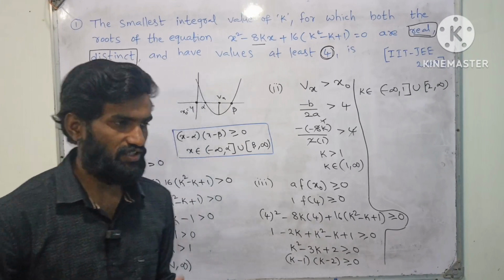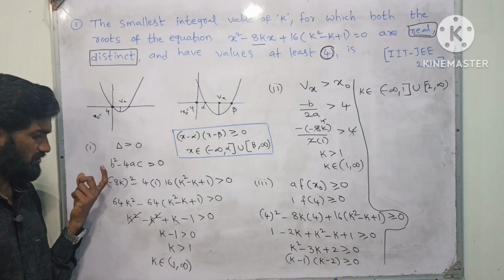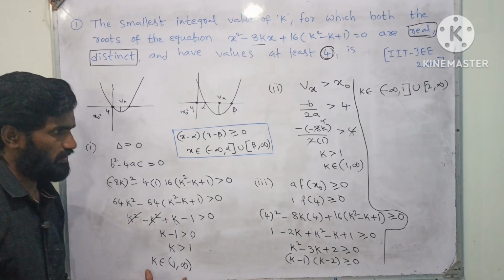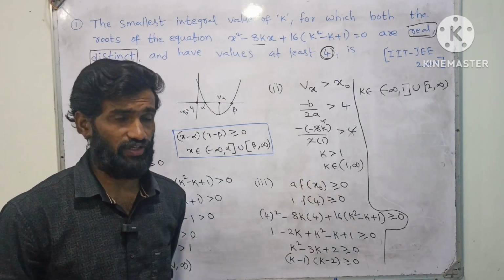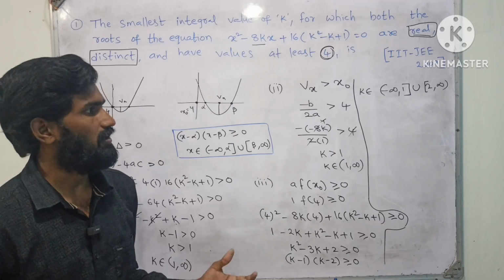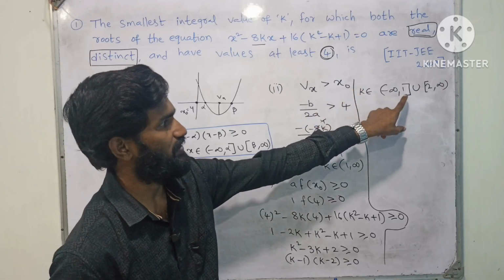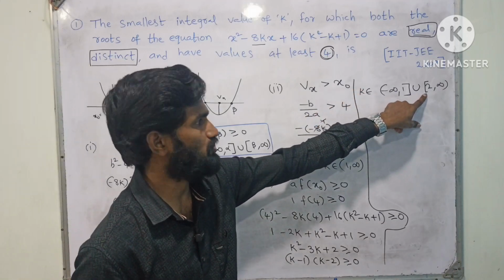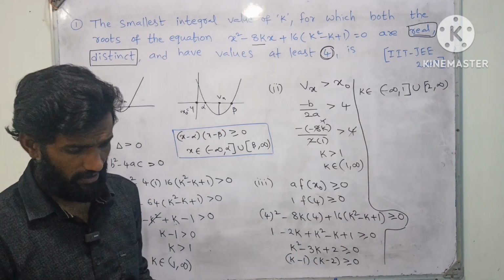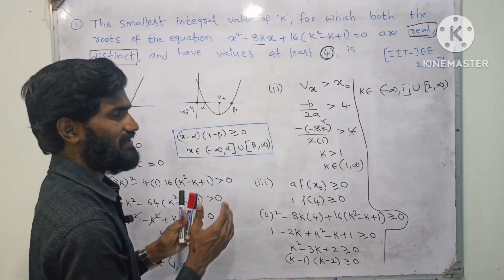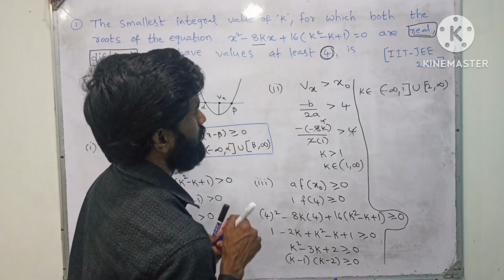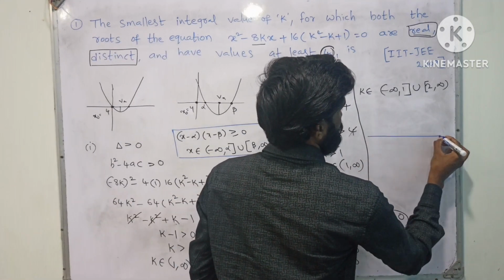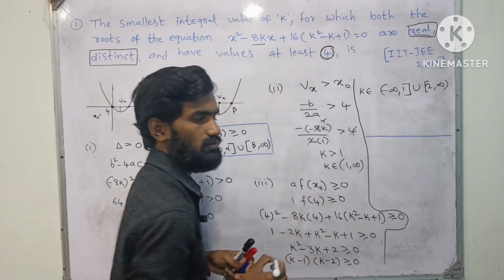Okay, now we have here 3 conditions. The first one is k belongs to 1 to infinite, and the second one we got is the same, k belongs to 1 to infinite. Using the third condition, I got k belongs to minus infinity to 1 closed, union 2 closed to infinite. Now we need to draw all these 3 in a single real line.